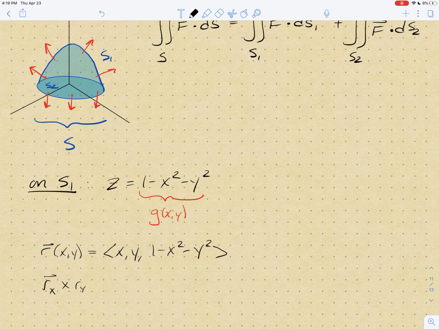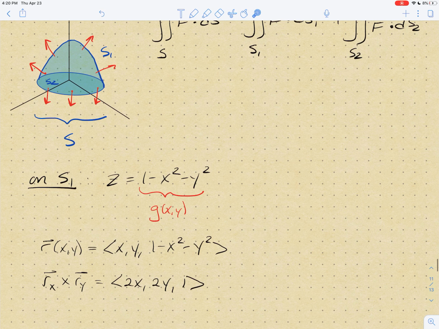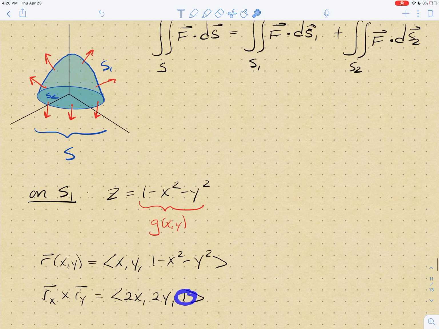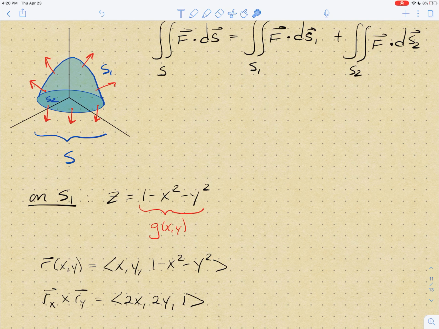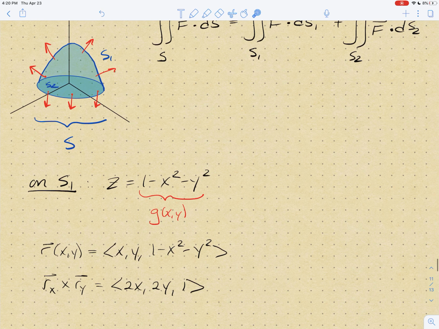From my back pocket, I know that r partial x cross r partial y is just negative g partial x, so negative negative 2x is 2x, negative g partial y, which is 2y, and then a 1. And I do want to check that this normal vector is pointing upward. So even though I didn't make this a unit normal vector, this is normal to my surface at every point. And yes, you can see the z component here is 1, so I'm gaining in the z direction. This is always going to be positive. So that's the right orientation.